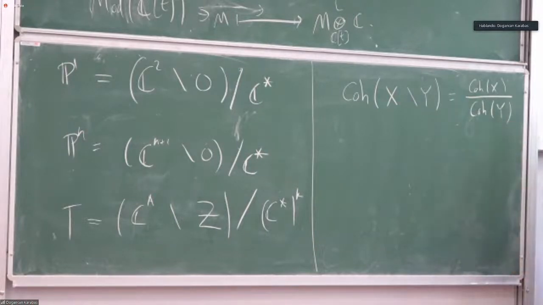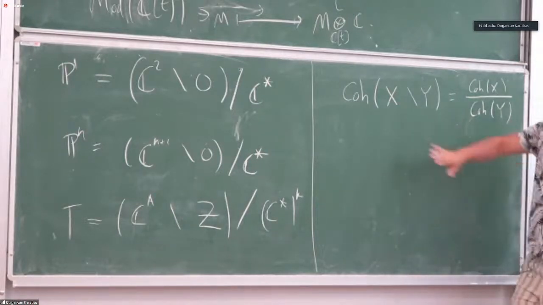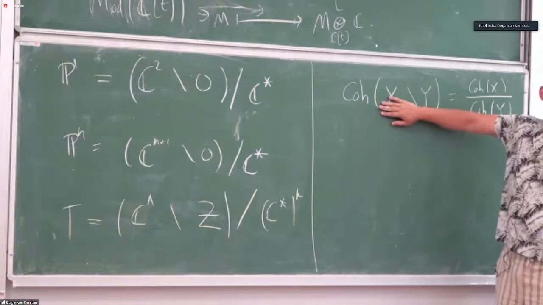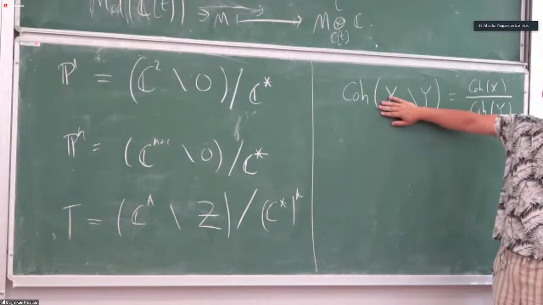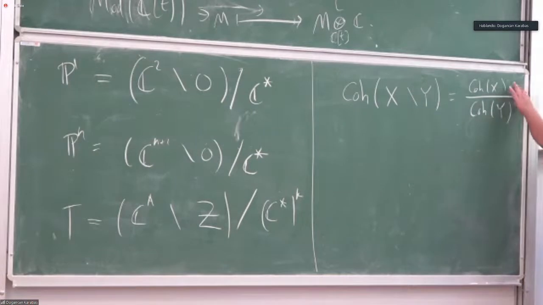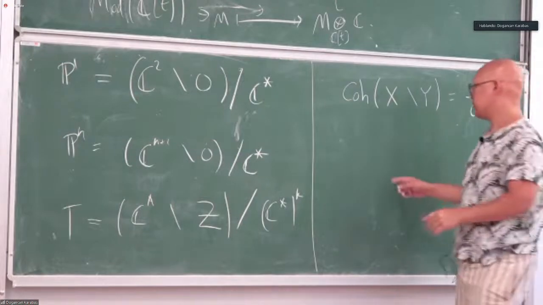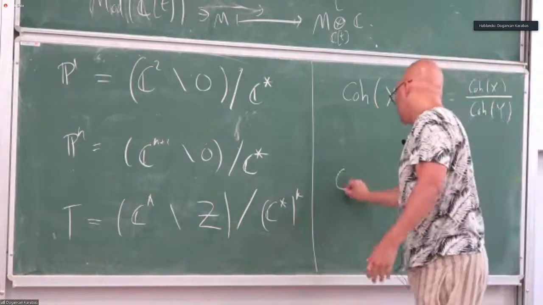I should say, this is not very useful for writing this down explicitly, and the reason for this is that it's hard to understand how to take Homs in a quotient category. But to prove things, it's useful, because this is the first useful fact.